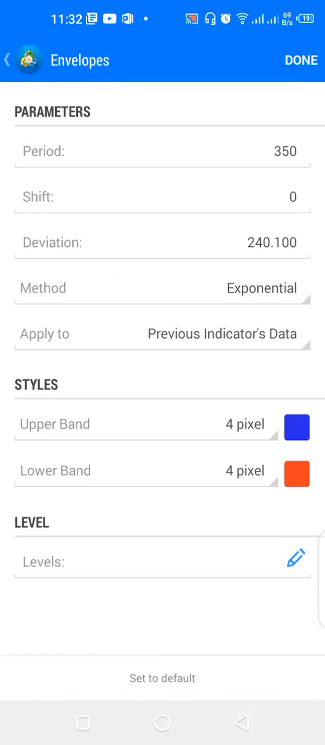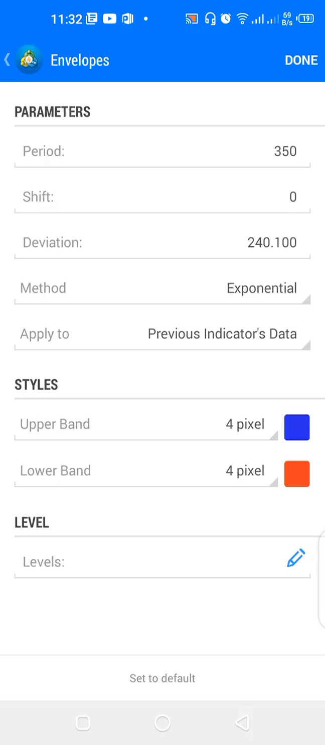Then the next one is envelopes, period is 350, shift is 0, deviation is 240.100, method is exponential, applied to previous indicator's data. The upper band color is 40.